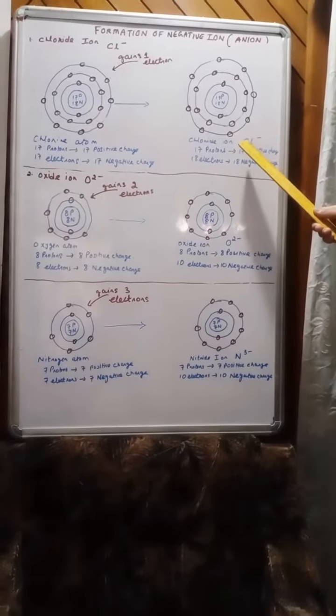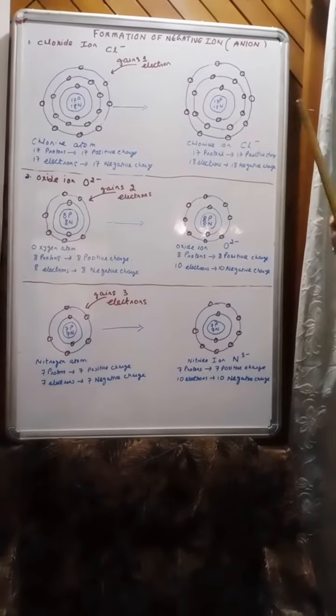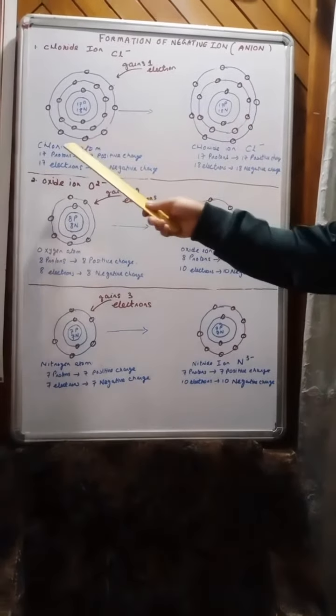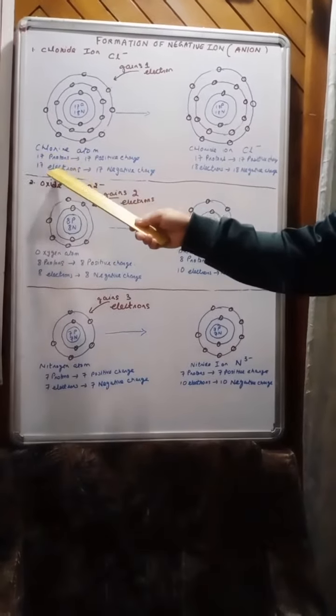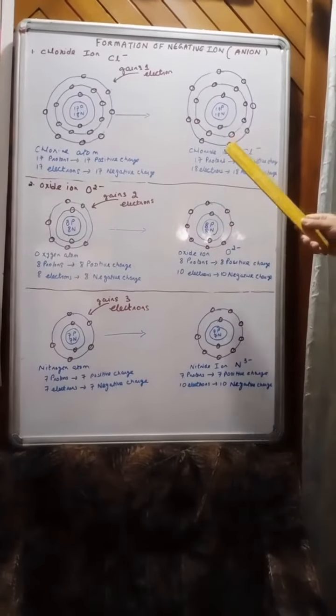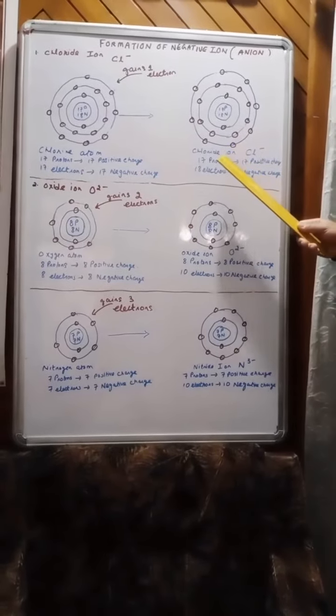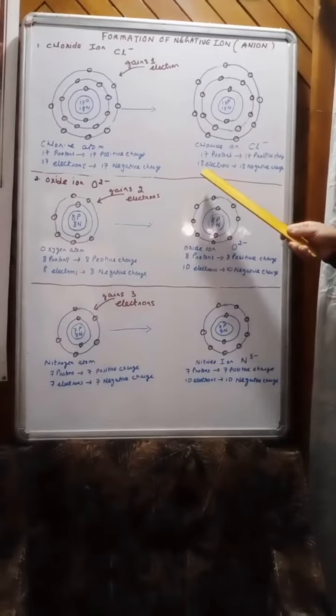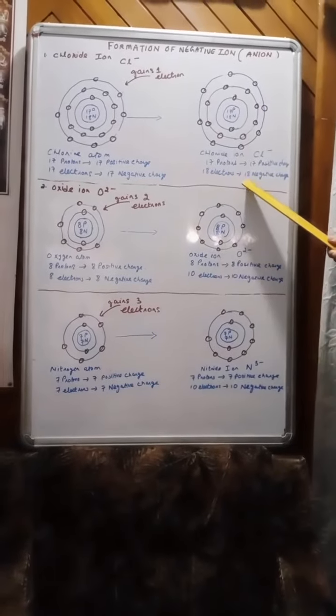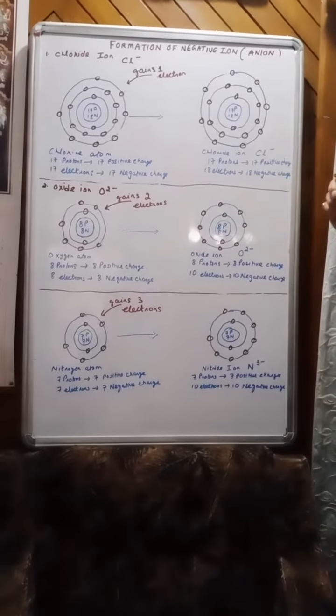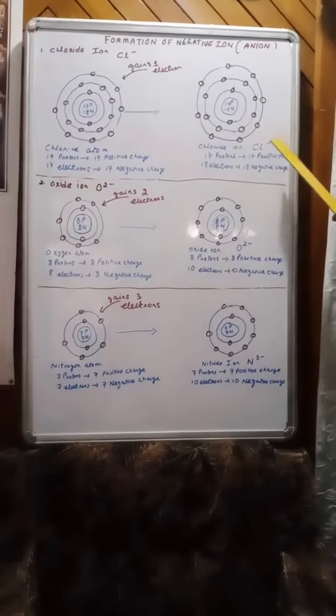Chloride ion is written as Cl minus because if you compare protons and electrons in a chlorine atom, they are equal. But if you compare the number of protons and the number of electrons in a chloride ion, the number of electrons, which are negatively charged particles, is more by 1. So that's why it's written as Cl minus.